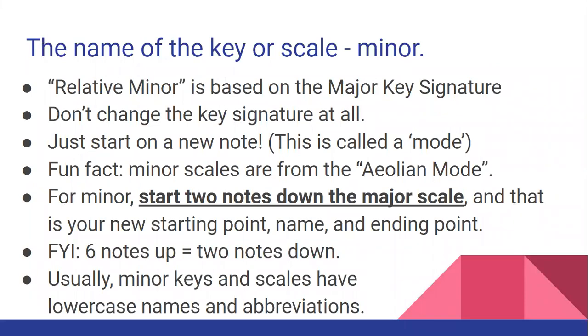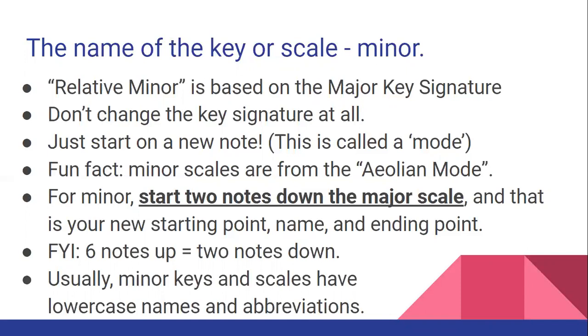Relative minor is based on major key signatures. We don't change the key signature at all, which means that we don't change any of the sharps or flats or naturals that already exist in the key signature. We're just going to start on a new note. Anytime that you use the same key signature but start and end on a different note other than the normal one, it is called a mode. Fun fact for you, the minor scales are based on the Aeolian mode.